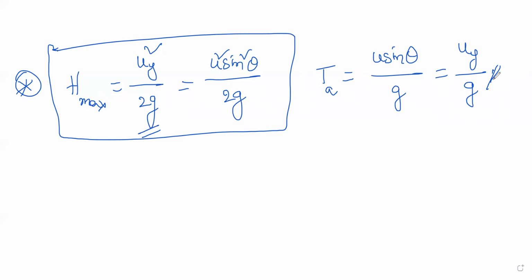So what else? How do you connect the time of ascent with this h max? You can clearly see that uy by g is nothing but ta. So h max.